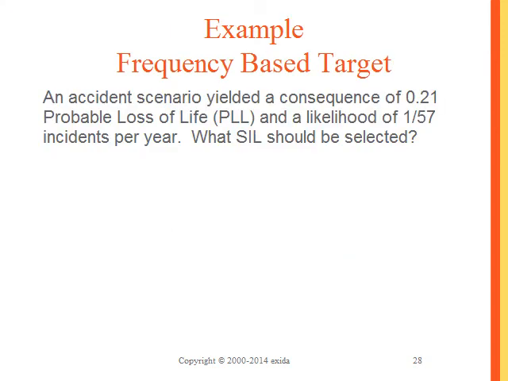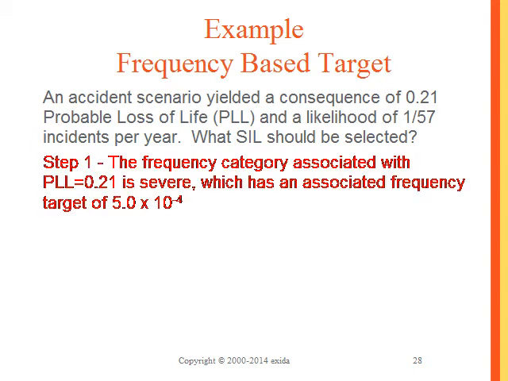So let's look at an example for a frequency-based target. Here we have an accident scenario that yielded a consequence of 0.21 probable loss of life and a likelihood of 1 in 57 incidents per year. So what should be the selected SIL? So the first thing you do is you look at the frequency category associated with a probable loss of life of 0.21, and it is severe. So that has an associated frequency target of 5 times 10 to the minus 4, per our table that we had defined a couple of slides back.